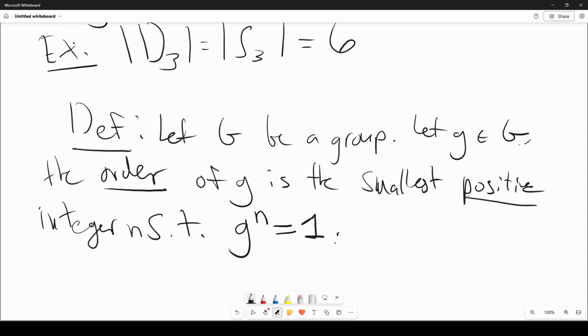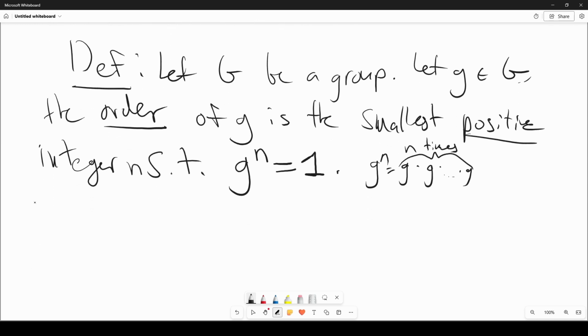Okay. And note when I write G to the n, I'm saying G times blah, blah, blah times G, all of this n times. So the order of an element is the smallest positive integer n such that if you multiply the element n times, you get back to the identity. So let's see some examples to understand what this is saying.